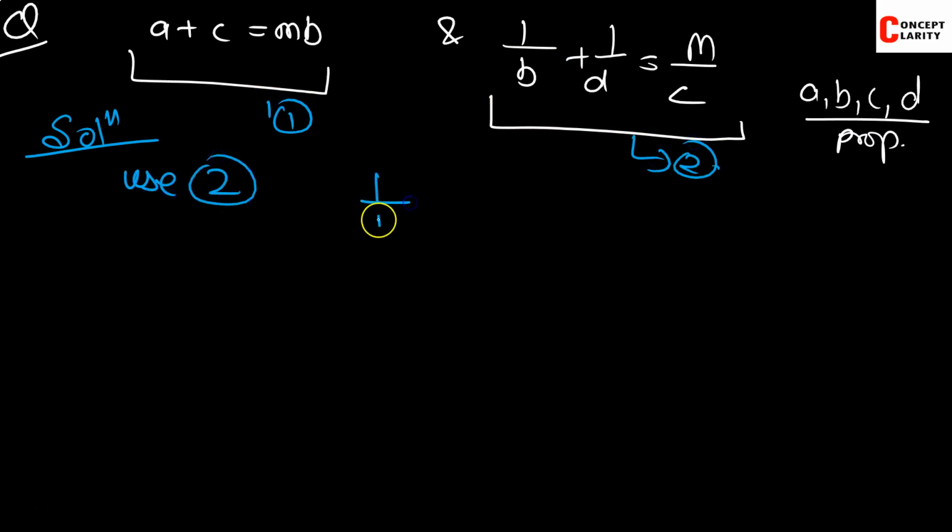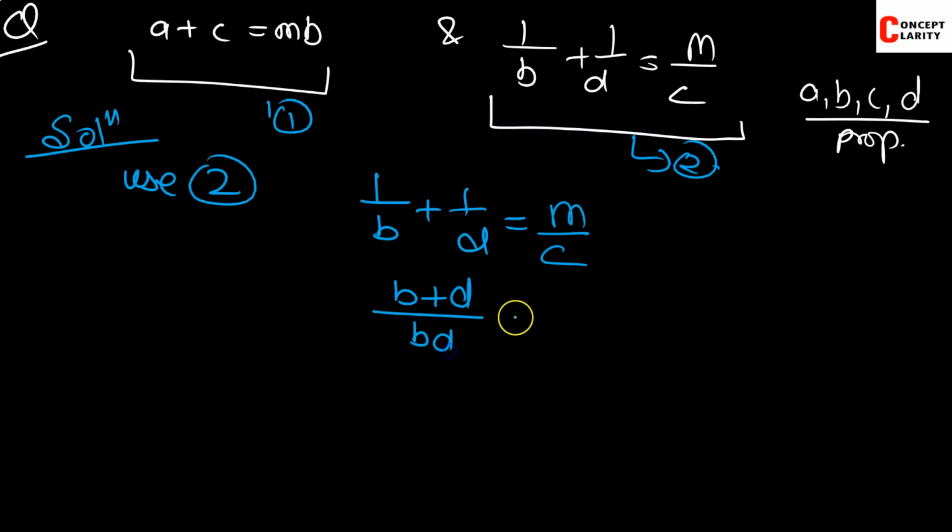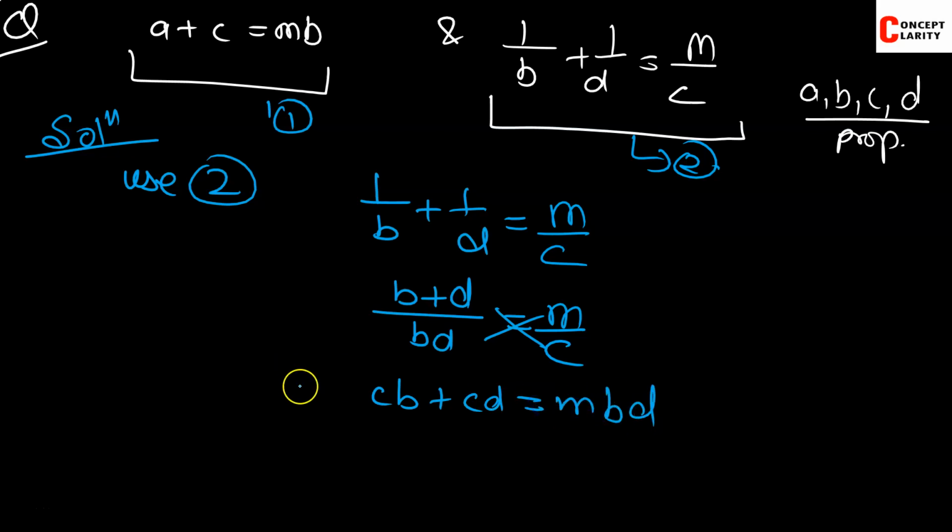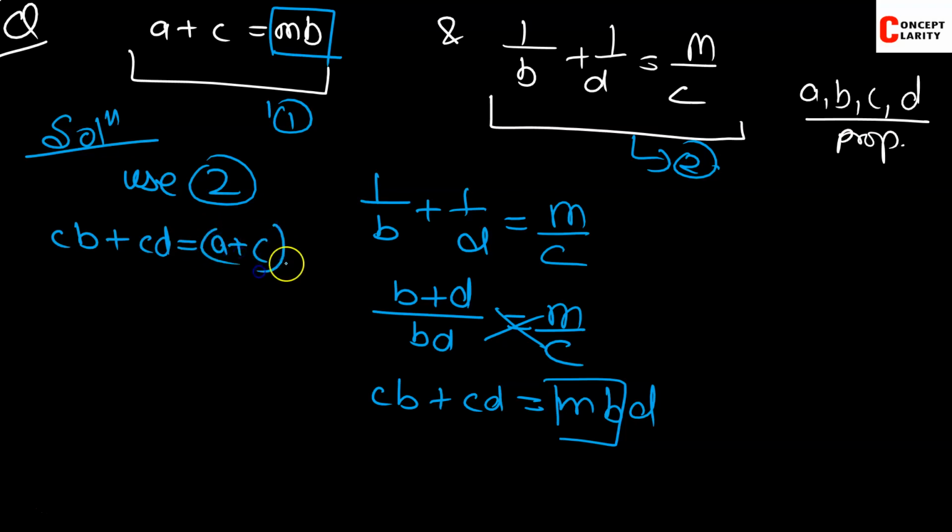1 by B plus 1 by D is equal to M by C, we are given. So let's just take the LCM. It will be B plus D upon BD is equal to M by C. Now if we cross multiply, it could be CB plus CD is equal to MBD. Now we will use equation 1, that A plus C is equal to MB. You can see MB is also here. So we will just use them: CB plus CD is equal to (A plus C) into D.